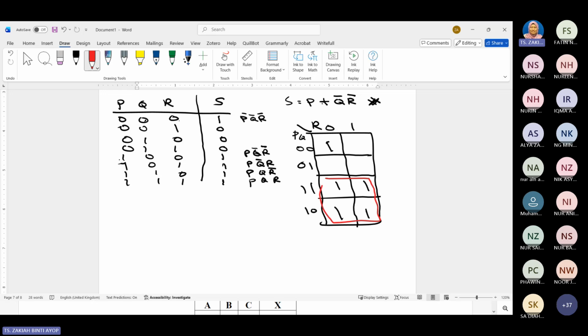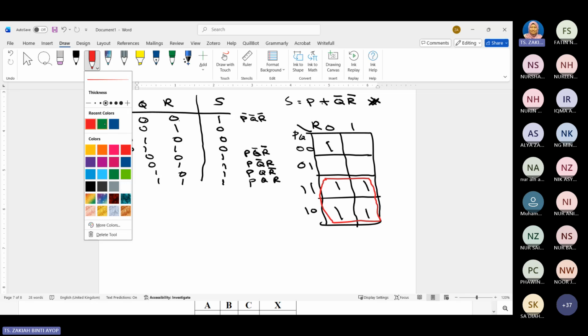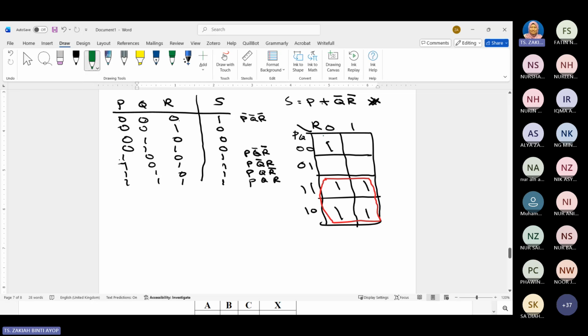Okay, you group the largest one. And then this one can be grouped with the one at the bottom here. So I'll use the green color. Now, because this is adjacent to the bottom one, this can become a half circle with this one. See?